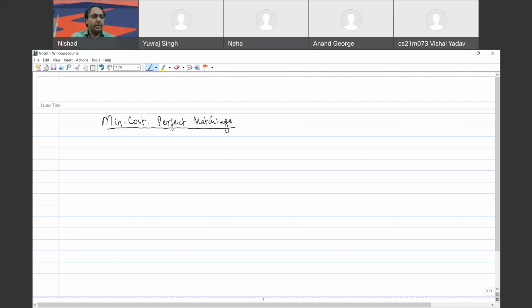So our main goal, which we won't get to today, is to see a primal dual algorithm for minimum cost perfect matchings in all graphs. Okay. So we will get to that eventually. It might take us quite a few lectures to get to the final goal, but we will start step by step.